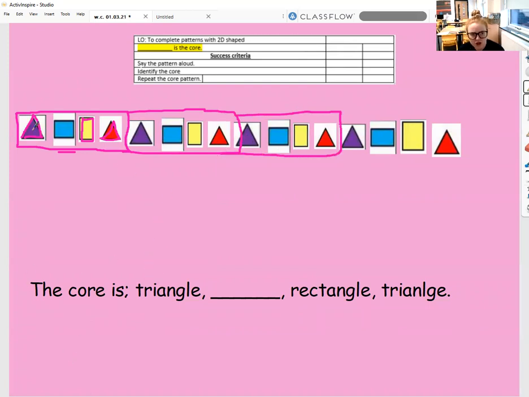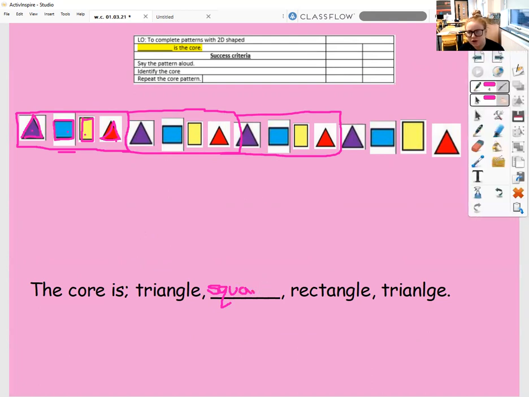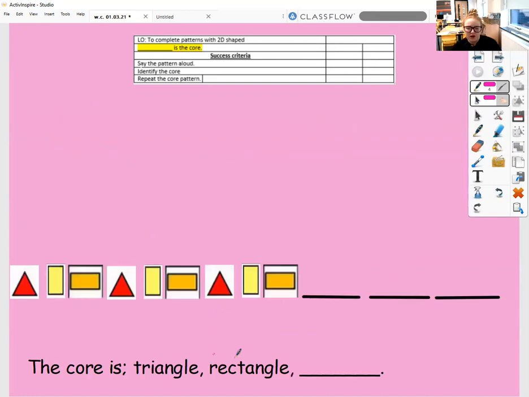So the core is triangle, square, rectangle, triangle. What shape is this? So it's got 4 equal straight sides. What shape is this? This is a square. So I'm going to put square in here. Oh, okay. Let's have a look at this one.